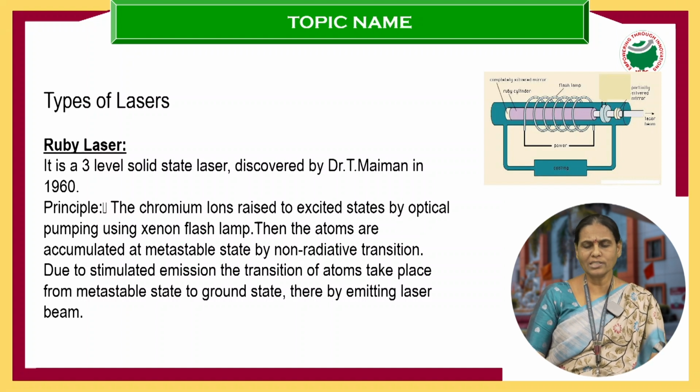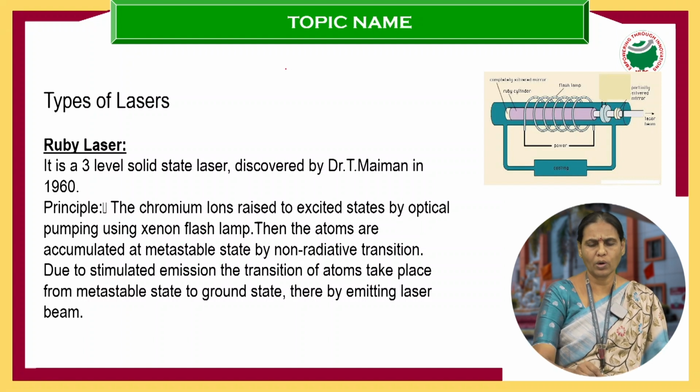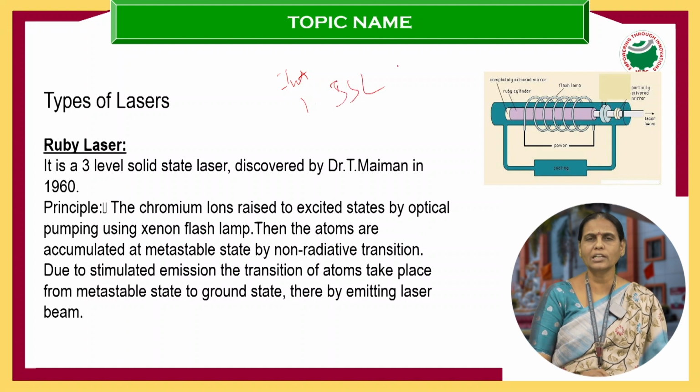Now, let us go in a very simple manner. First, let us see what we need to write as the introduction for this ruby laser. The first point is, it is a solid state laser. I write it as solid state laser. The second thing is, it is a 3 energy level system.